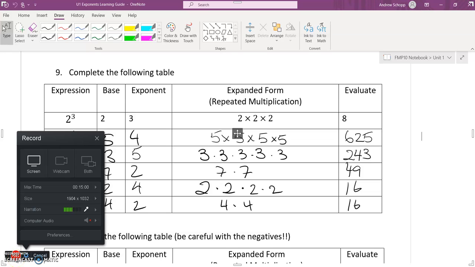Okay, so here's a completed table for question number 9. Take a minute and check it out to see how yours compares.